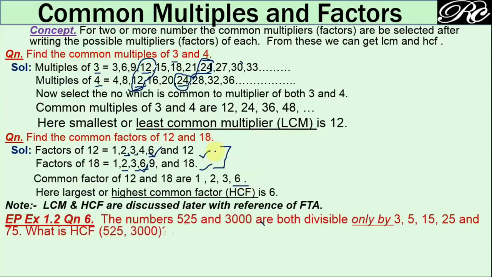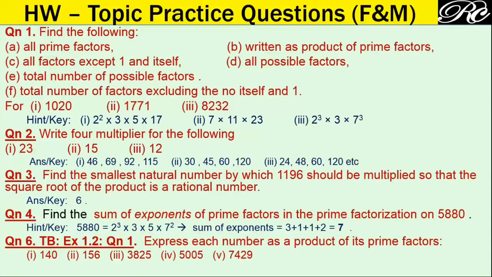Based on this small concept, a question is given in your book. In the exemplar problem, exercise number 2, question number 6 is like this. The numbers 525 and 3000 are both divisible by 3, 5, 15, 25 and 75. What is the HCF of these two? Here the common factors are already given, so we have to get the highest common factor. The highest common factor is 75. It is so simple. Based on the above concept, you have to do this homework.